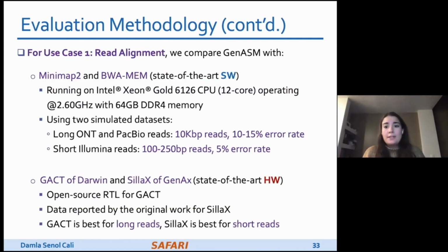I won't go into details of our evaluation methodology for each use case, but you can refer to the slides later or our paper for more details.